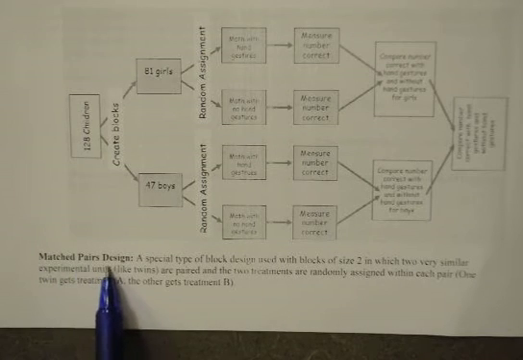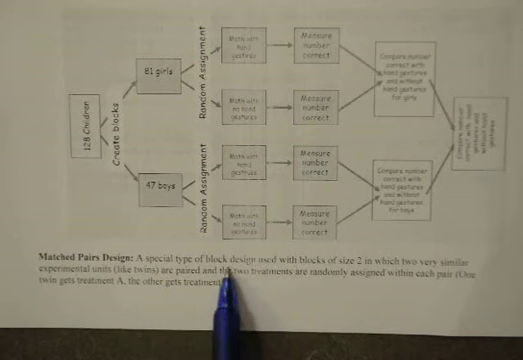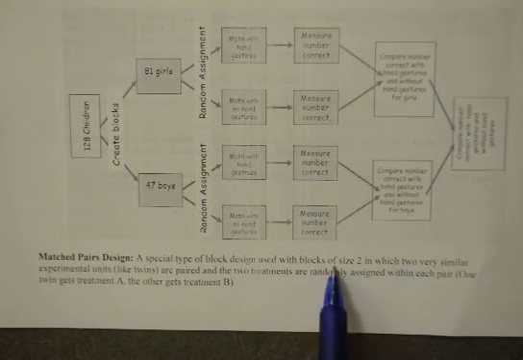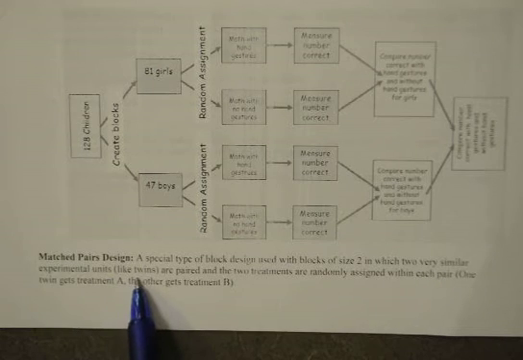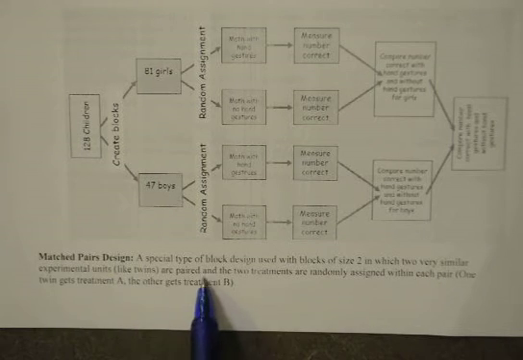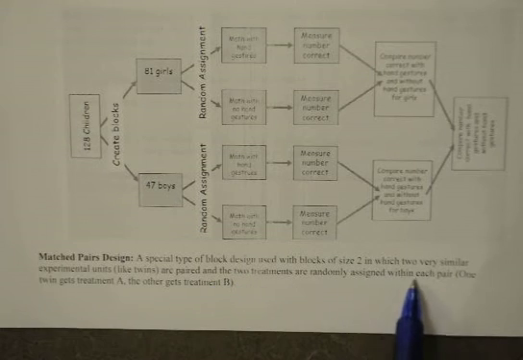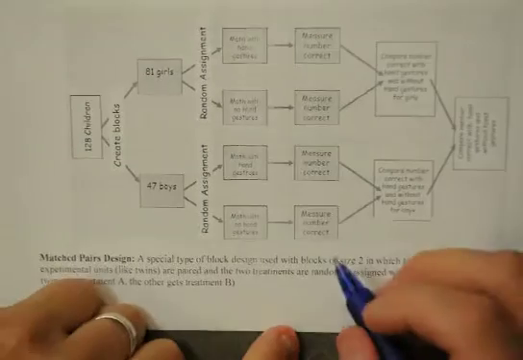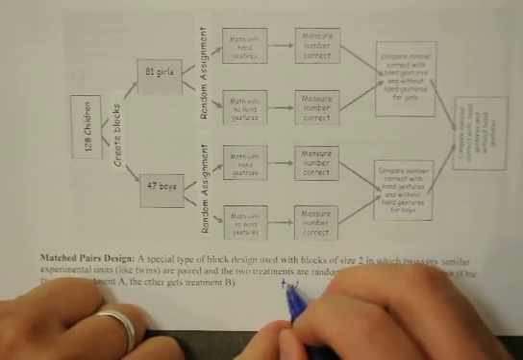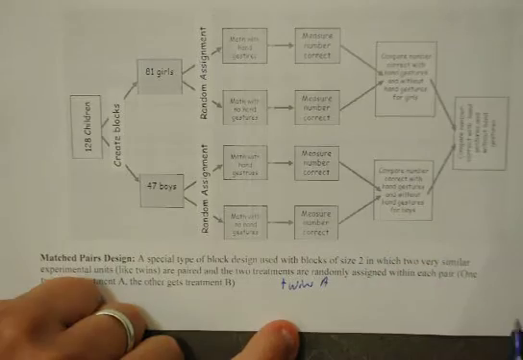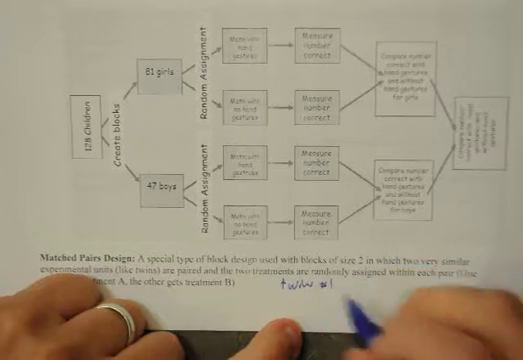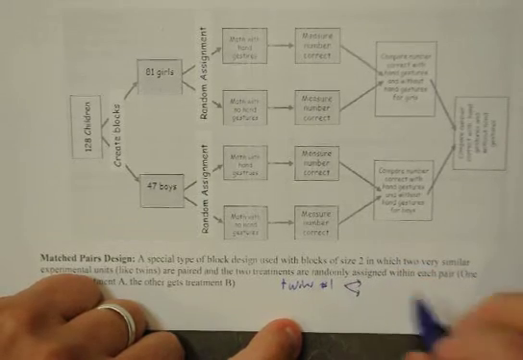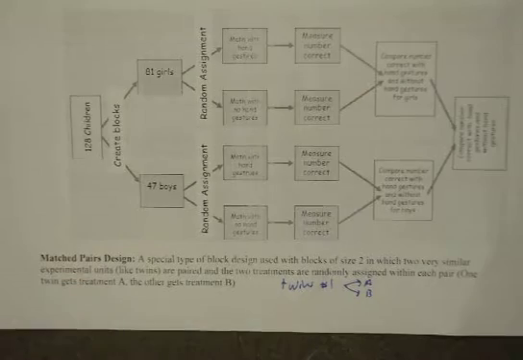It's called a matched pairs design, and it's a special type of block design with block usually of size 2, in which two very similar experimental units like twins are paired, and two treatments are randomly assigned within each pair. So you'd have twins number 1, okay? And then you'd randomly assign treatment A and treatment B.